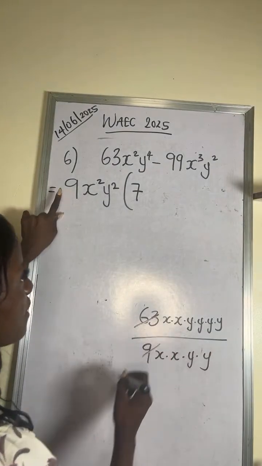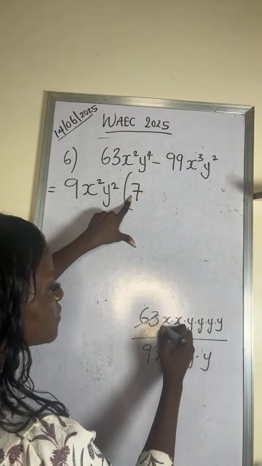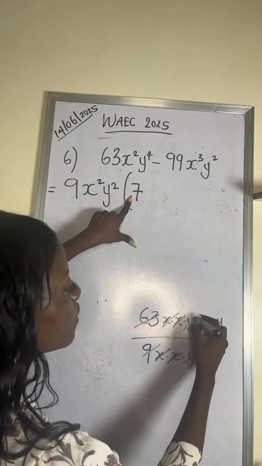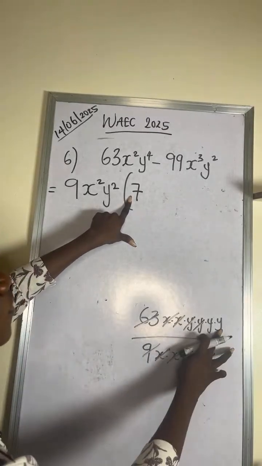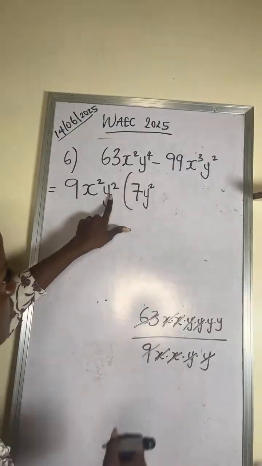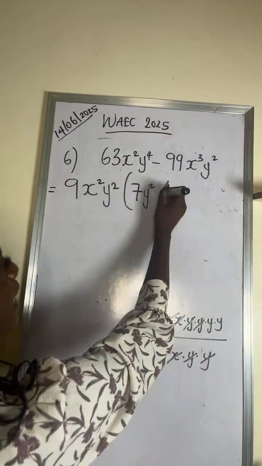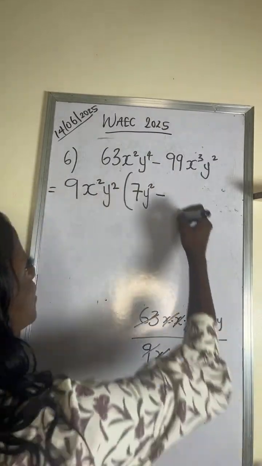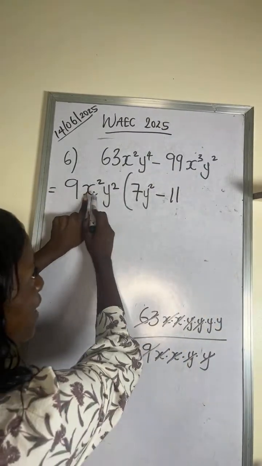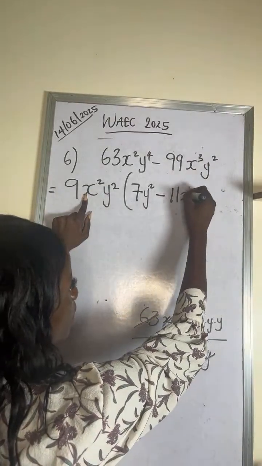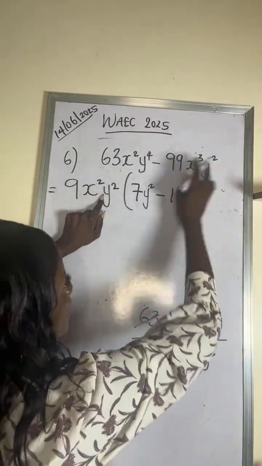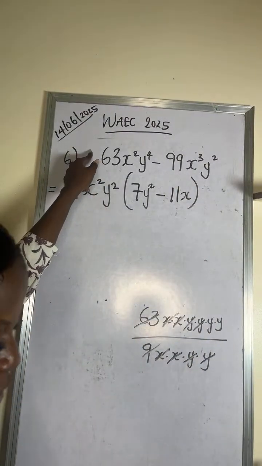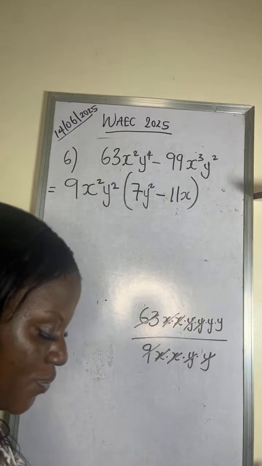So when you do this, you have 7. x cancels x twice. So x squared is gone. This cancels 2 of this, so you have y squared left. Do you see? Minus, you come down, you write it again. So 9 in 99 is 11. x squared in x cubed will have 1x left. x squared divided by x squared, that is gone. So you're left with this. So this is how you factorize something like this, your algebraic expression given.